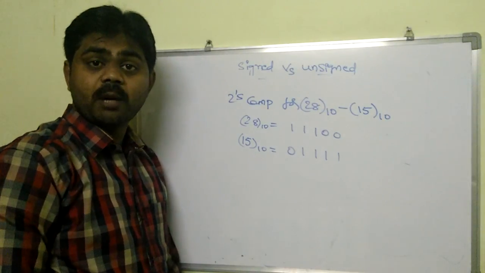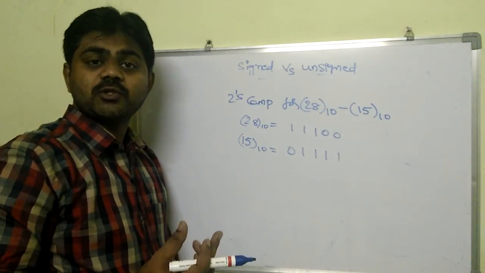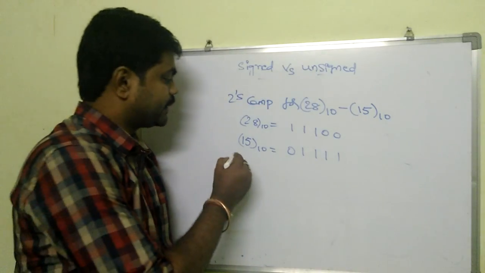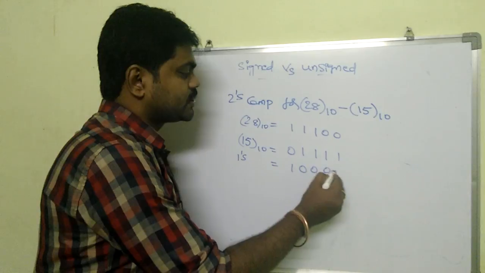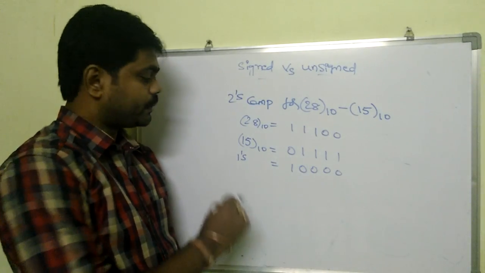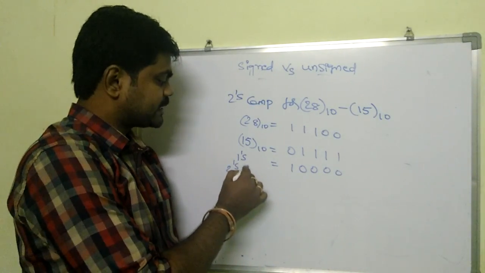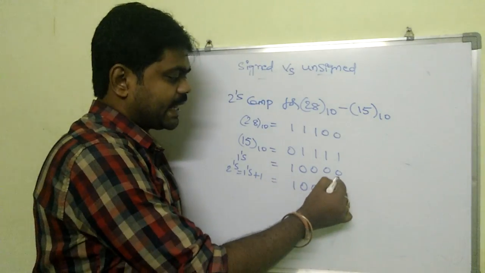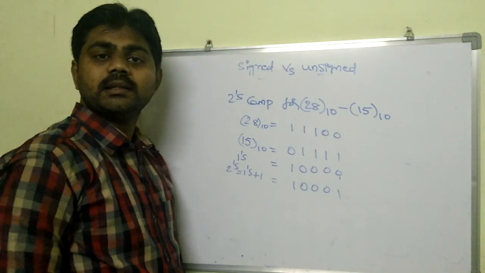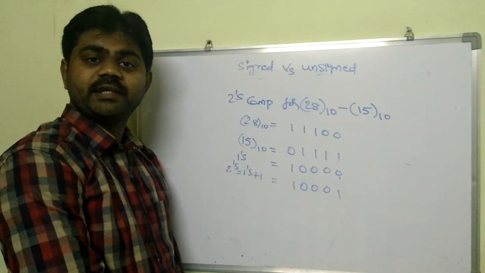Now we need to apply 2's complement to this. Before applying 2's complement, first we need to apply 1's complement. So 1's complement of 15 is 1, 0, 0, 0, 0. Next, 2's complement is 1's complement plus 1. So 1, 0, 0, 0, adding 1 here, we get 1. So we got the 2's complement of 15.